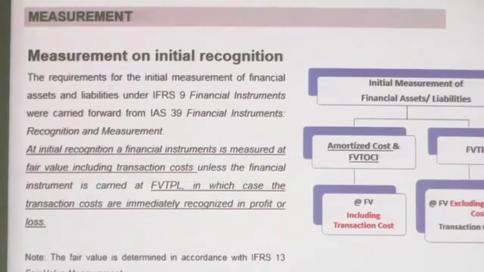How many categories do you have in financial assets? 3. What are the 3? Amortized cost, fair value through OCI or fair value through P&L. How many categories do you have for financial liabilities? 2. Amortized cost or fair value through P&L. Got it?